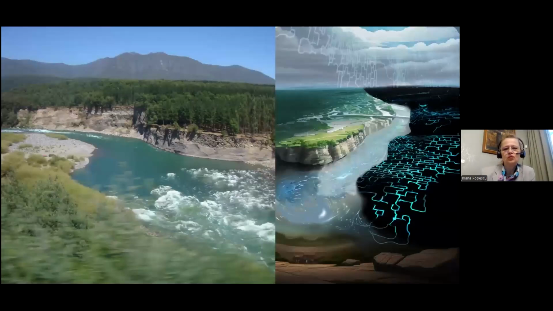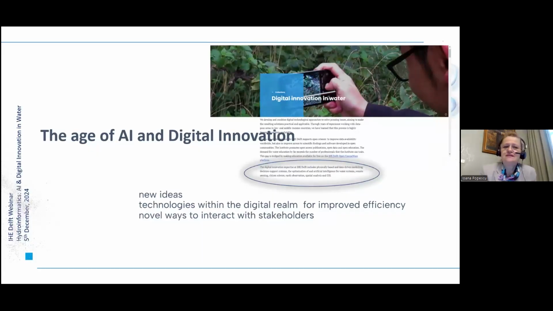In our work, we are trying to represent the reality, which you have on the left-hand side, in the digital world, and to do it as smoothly as possible without noticing the differences, but still learning a lot and representing the real world. We are in the age of artificial intelligence and digital innovation, and at our institute, we consider that this relates to new ideas and a lot about technologies within the digital realm for improved efficiency. And last but not least, the novel ways to interact with stakeholders, which you will see implicitly in our presentation.